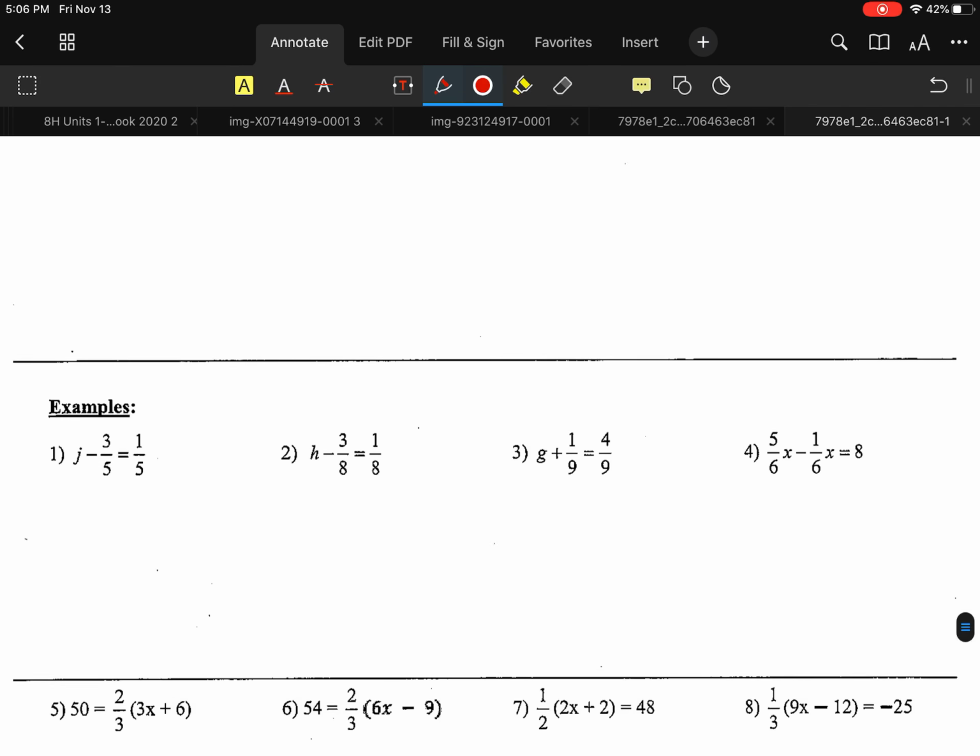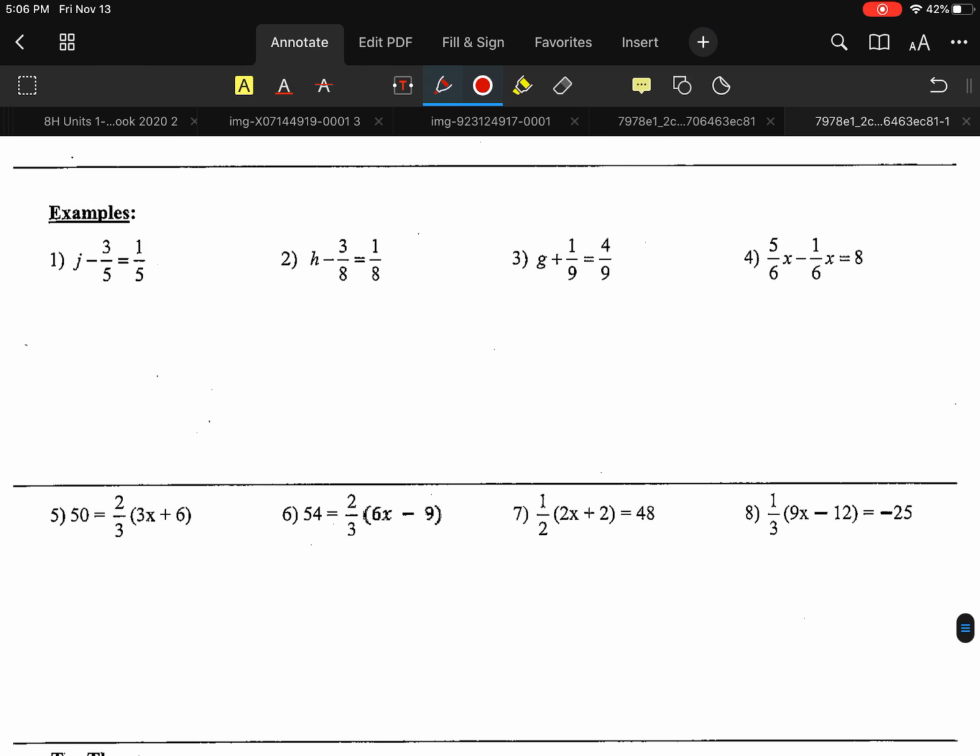So here we go, solving equations with fractions, almost done with the unit. Example number 1, we have j minus 3/5 equals 1/5. We still want to isolate the variable j. The opposite of subtracting 3/5 is to add 3/5. So that's what I'm going to do. I'm going to add 3/5.